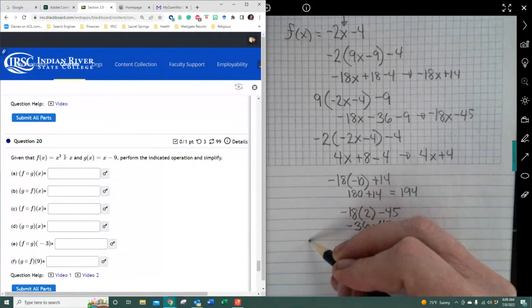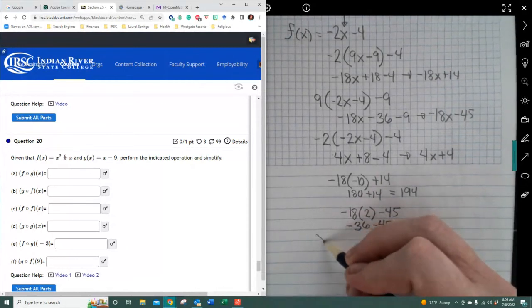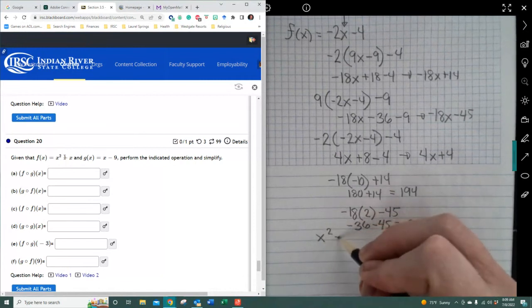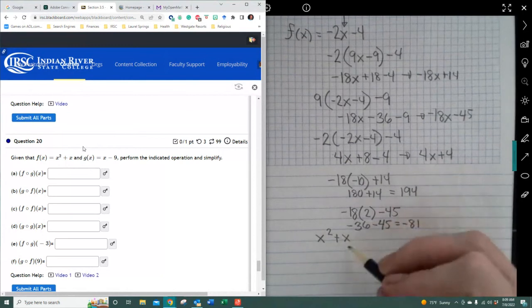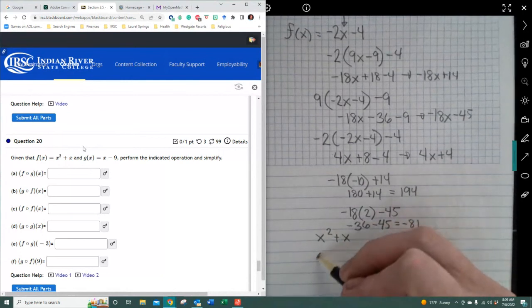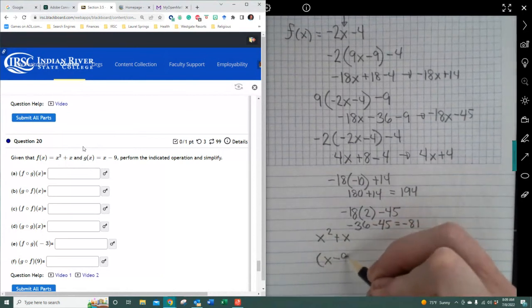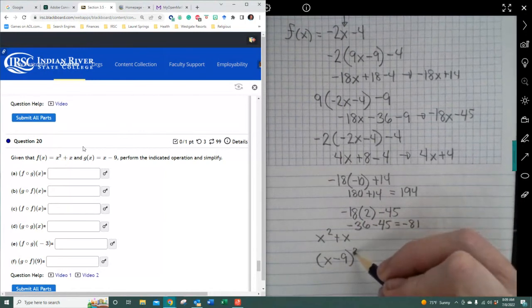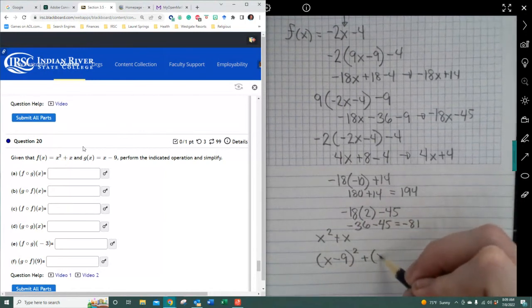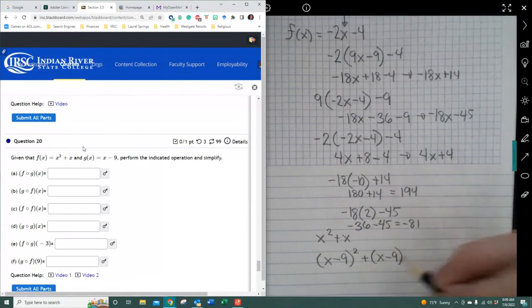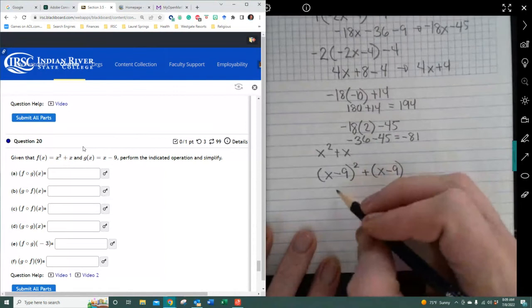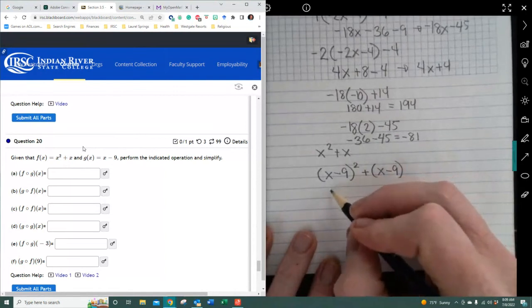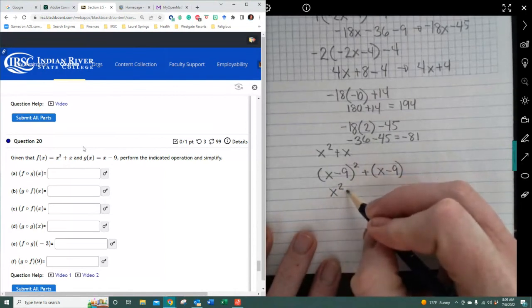So f of g, all right, meaning I'm going to insert g into f. So where I see a variable in the function of f, I'm going to replace it with x minus 9. And see, parentheses help a lot when you're doing that, okay? Now, we want to go ahead and do the foiling process and things like that. So make sure you know how to do that.